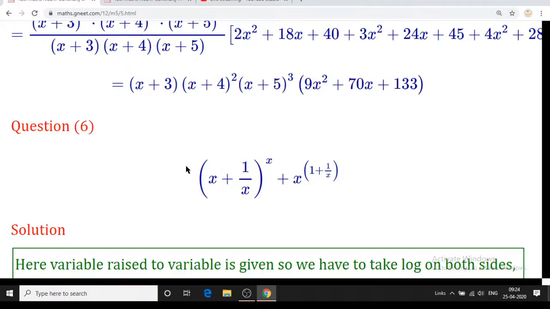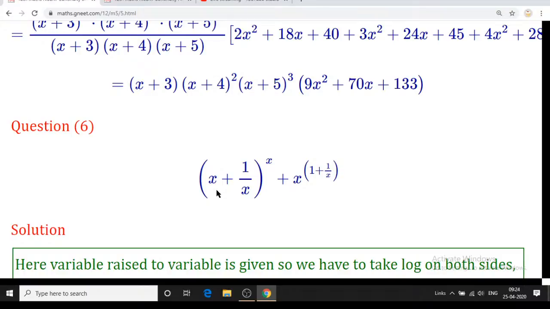Now we will start with the 6th question. What is the question there? x plus 1 by x raised to x, plus x raised to 1 plus 1 by x. Here the bracket consists of the variable. The power also consists of a variable. It can be any function, but it is a term of x. Here again we have to use the log only, or we have to simplify, we have to use the log only.